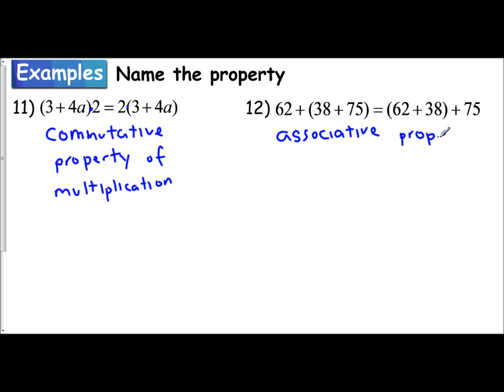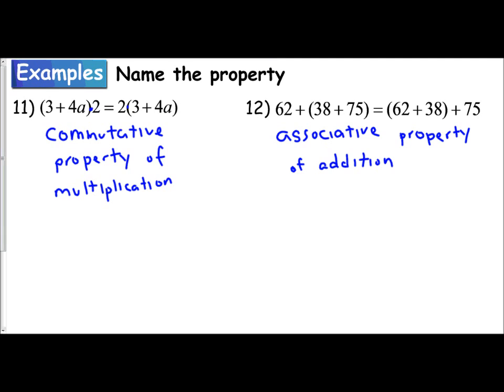And we need to distinguish, is it the associative property of addition or is it the associative property of multiplication? So I look at what did we change the groupings around, and we changed the groupings around our addition signs. So it's the associative property of addition.